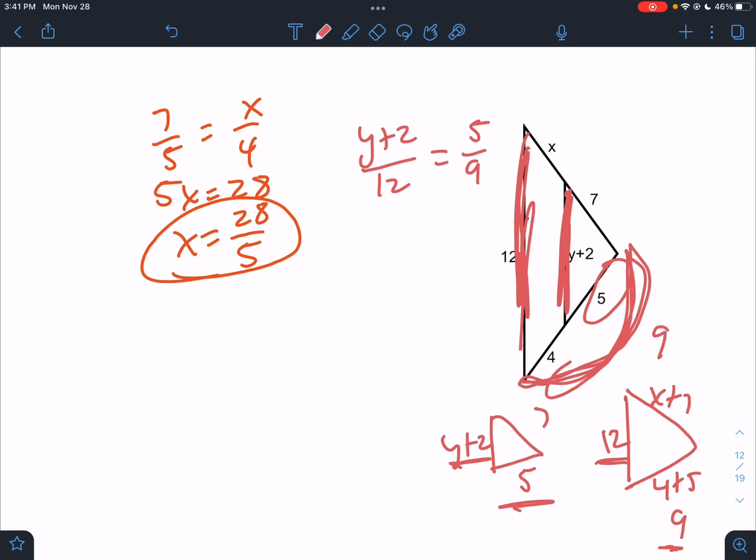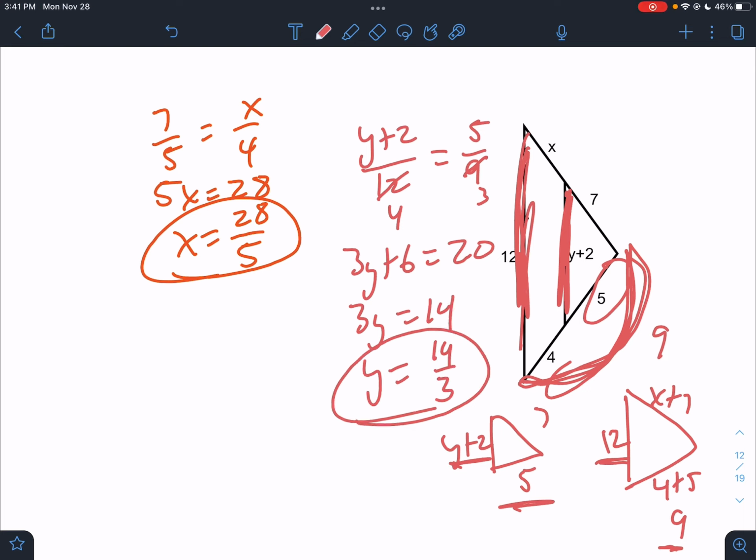The big, the whole thing is 9. 5 plus 4 is 9. You have to look at the triangles. Here, 9 and 12 reduces to 3 and 4. So you cross multiply. That would be 3y plus 6 equals 20. 3y equals 14. Y equals 14 thirds.